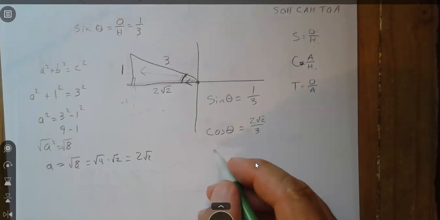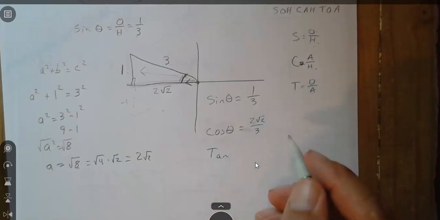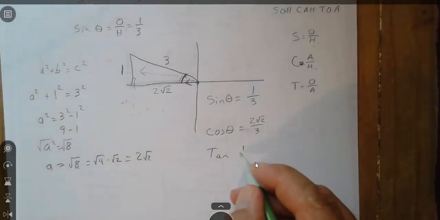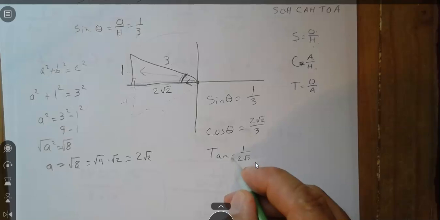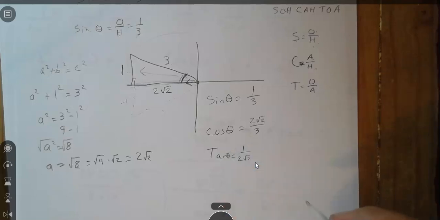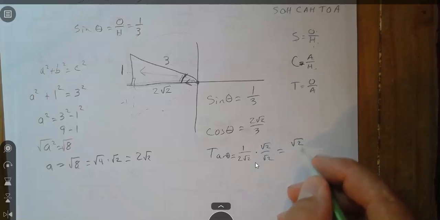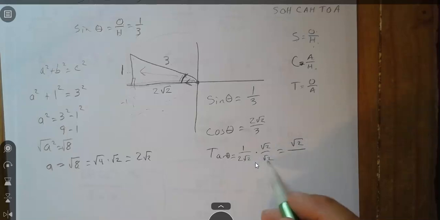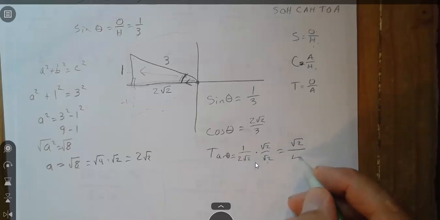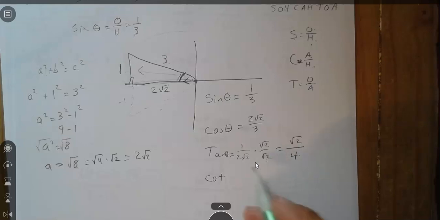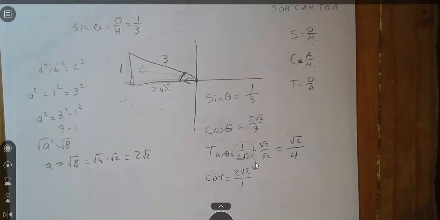And then my tangent will be opposite over adjacent, or 1 over 2 root 2. And I can't have my root 2 on the bottom, so I'm going to multiply that by root 2 over root 2. Then I'm going to have root 2 over 2 times root 2 squared, which would be 4. So that's root 2 over 4. My cotangent is going to be 2 root 2 over 1 because it is just the reciprocal of my original tangent, right? I'm sorry, not my inverse, my reciprocal.